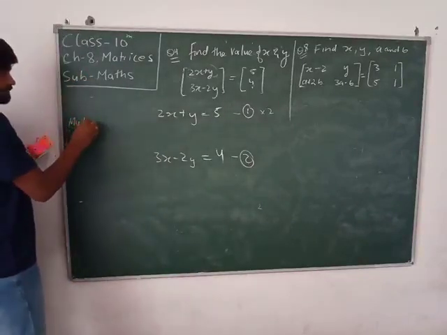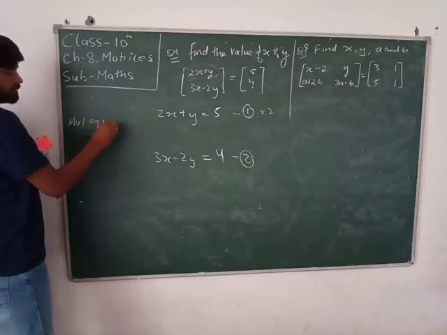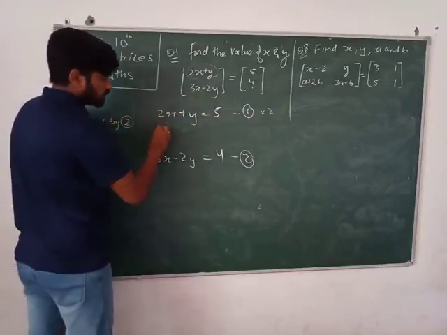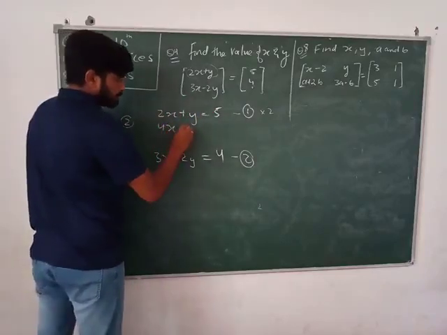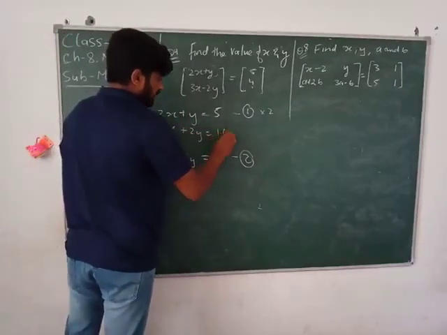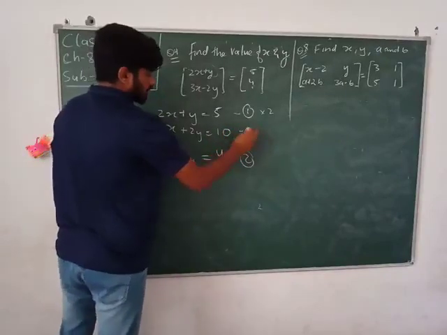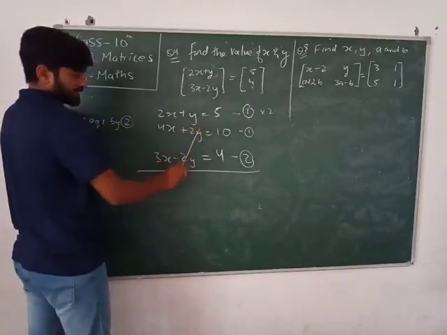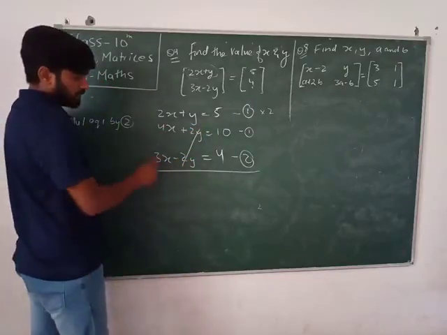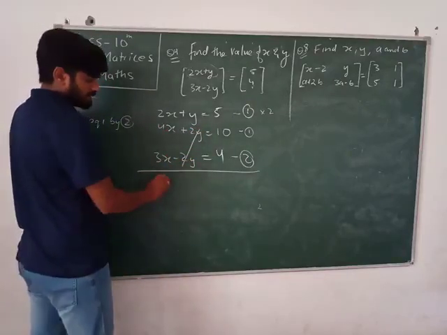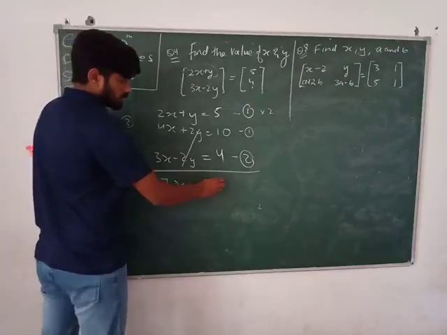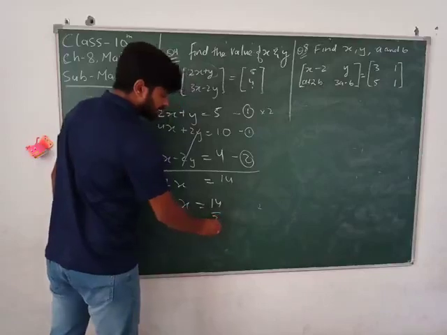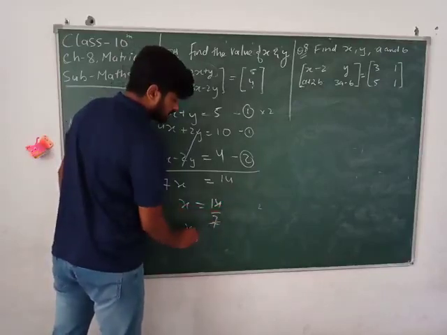Multiplying equation 1 by 2 gives 4x plus 2y equals 10. So this is the first equation. And then you add both the equations. Can you see this and this can be cancelled out? So what is left with me? 4x plus 3x is 7x equals 14. So x equals 14 over 7, that is 2. So x is equal to 2.